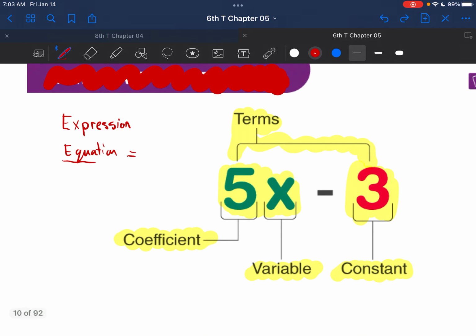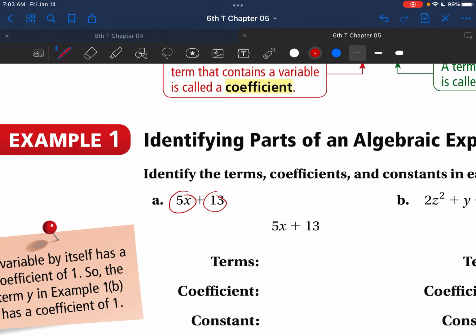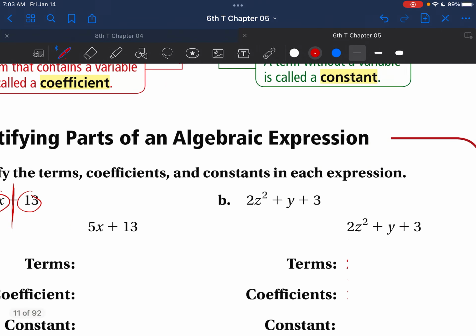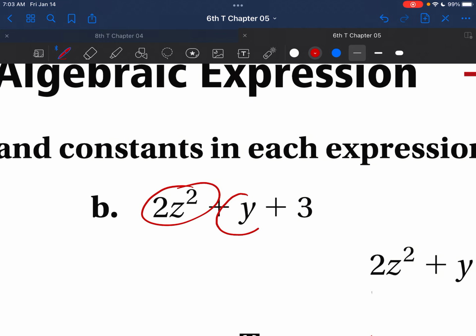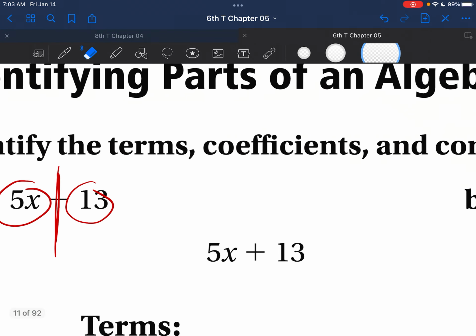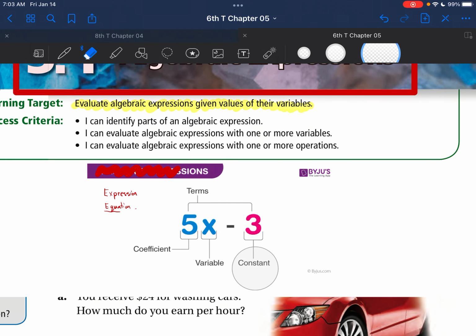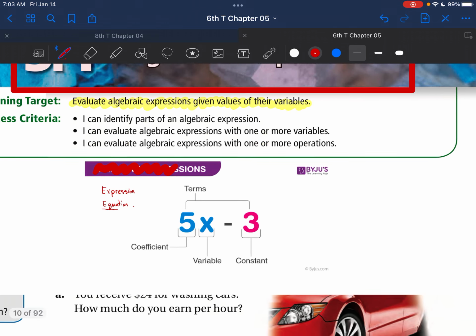What exactly is a term? Anything inside of an expression that is separated by an addition, subtraction, multiplication, or division is a term. So this right here is a term, and this right here is a term. Let me give you another example of some terms. This is a term, right? Because they're separated by an addition sign. Here's another example. This is a term, this is a term, this is a term, because they're all separated by those addition signs. I hope that makes sense. So a term is pretty much every single section in an expression that is separated by an addition, subtraction, multiplication, or division sign.